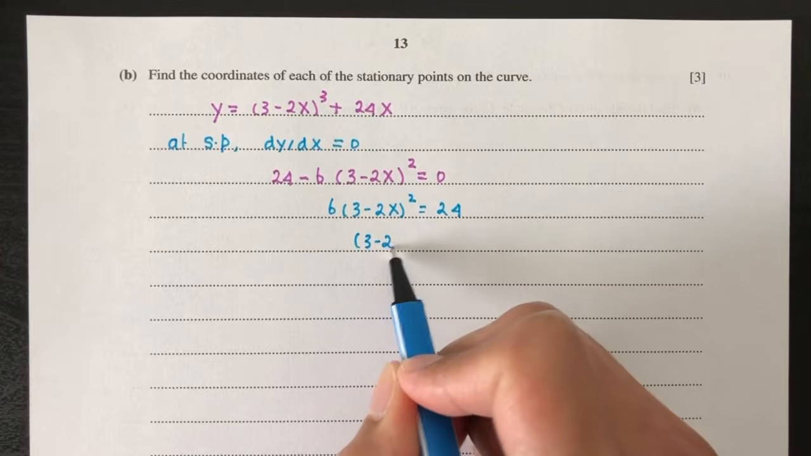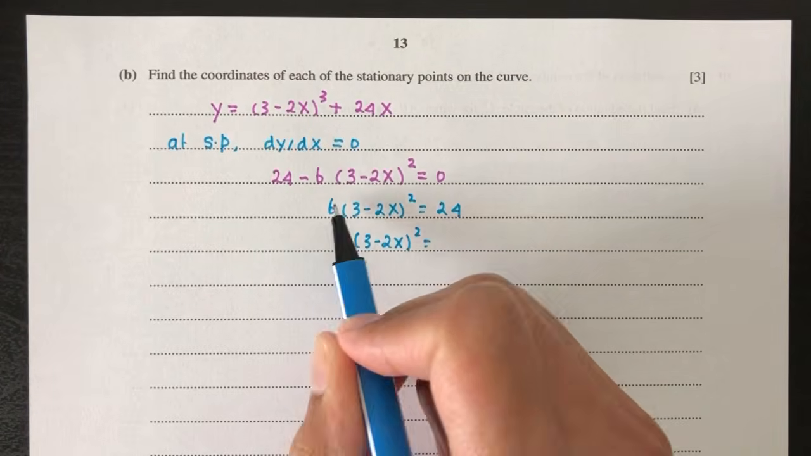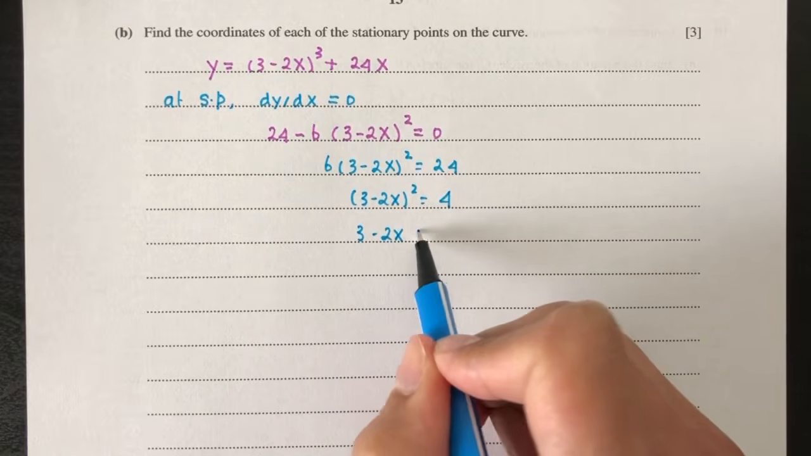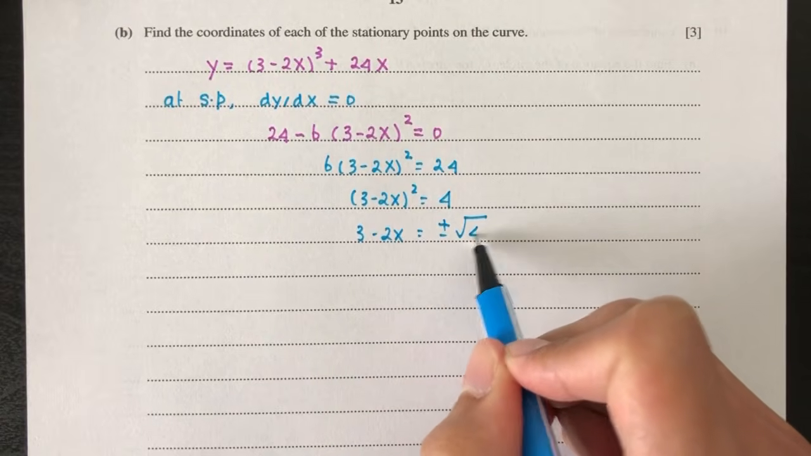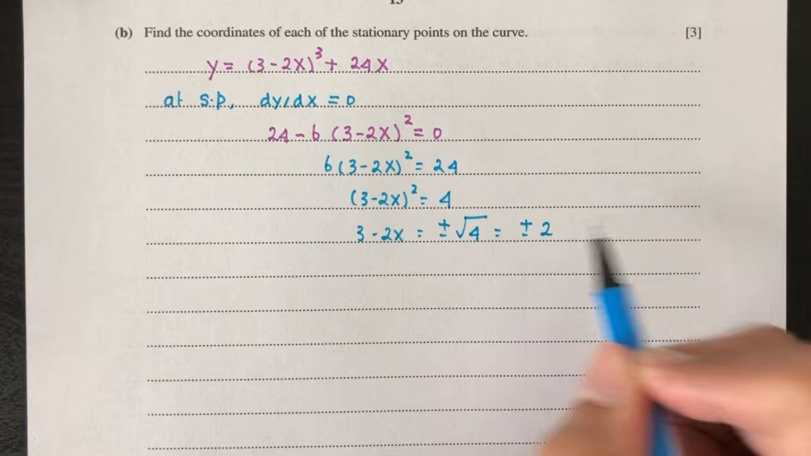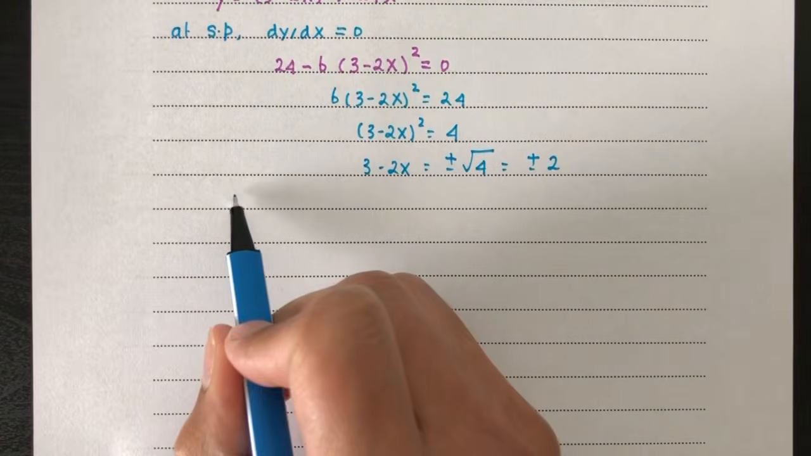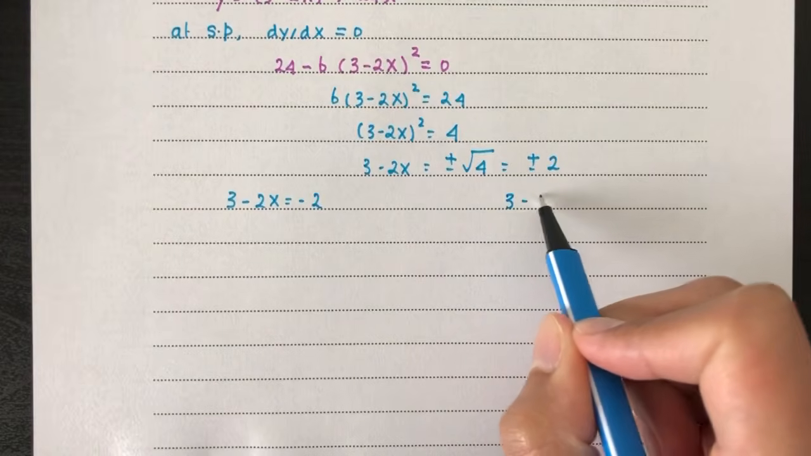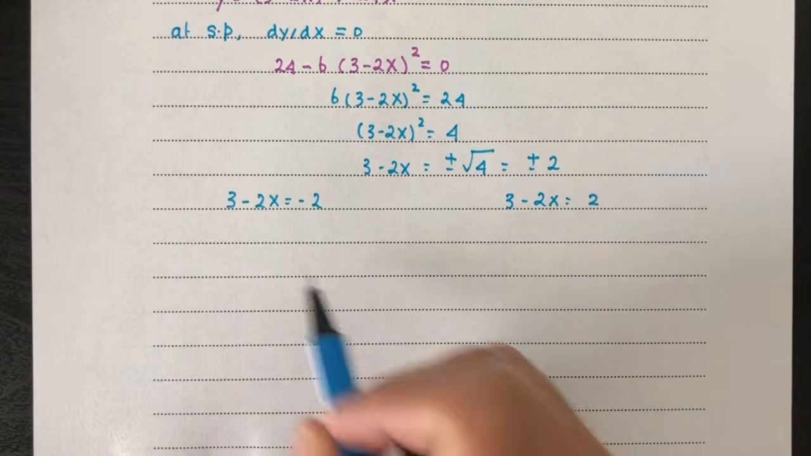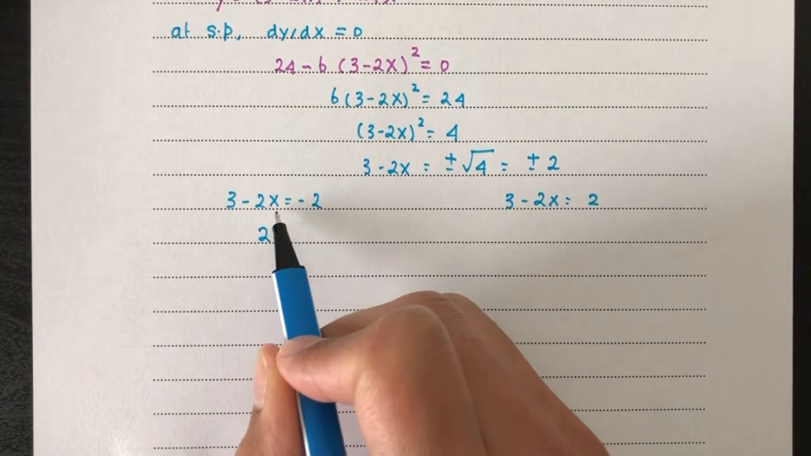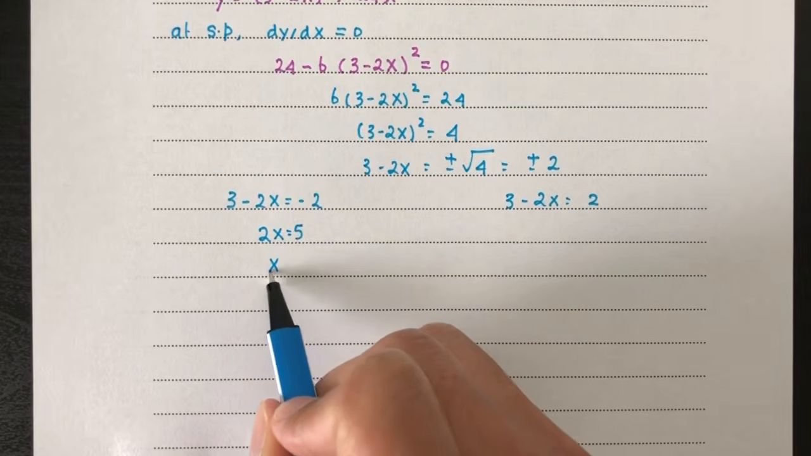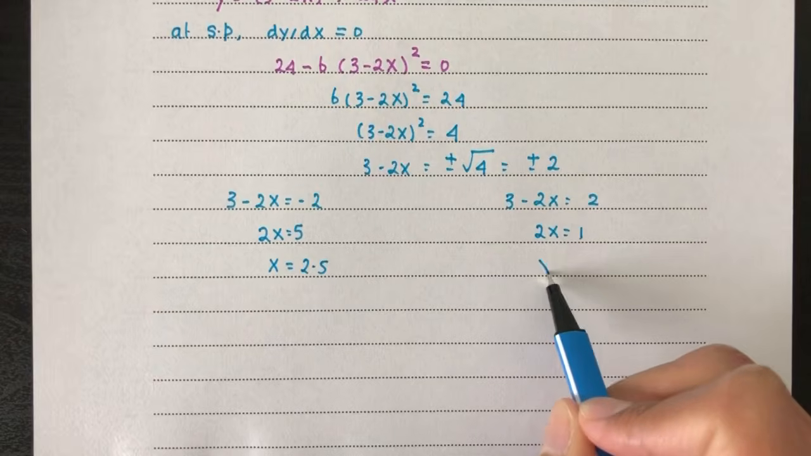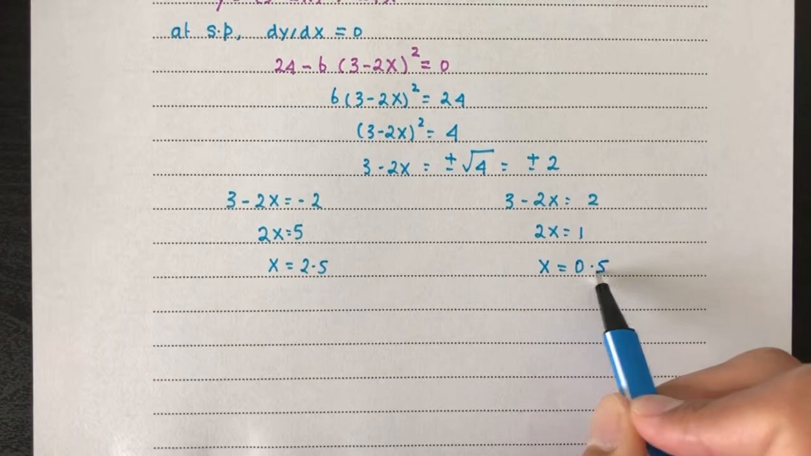So (3 minus 2x) power 2, 24 divided by 6 will be 4. Now 3 minus 2x will be plus minus square root of 4, which is plus minus 2. So for one value, 2x will be minus 2, and for the other, 2x will be plus 2. So 2x will be 5, x will be 2.5, and here 2x will be equal to 1, so x will be 0.5.